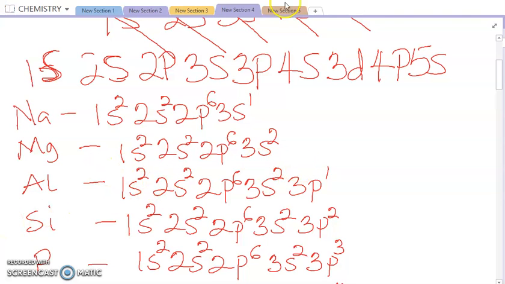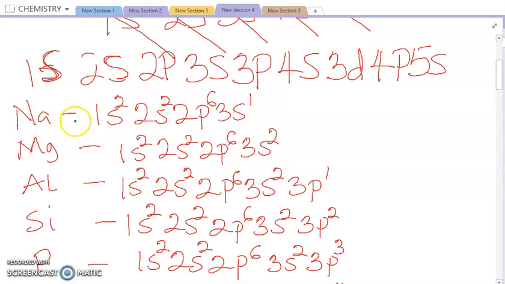Meaning, if you are writing the electronic configuration of elements 21 to 30, then you will be putting the electrons into 3d. So I have shown you the electronic configuration of elements number 11 to 20.